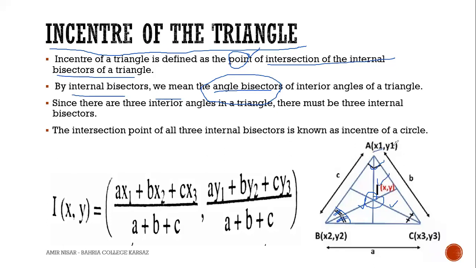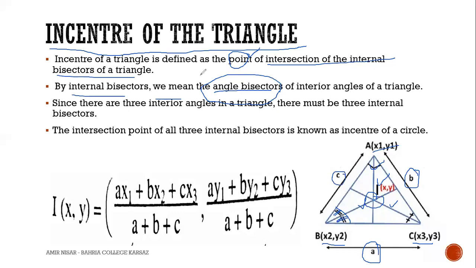And we have taken x1, y1 from A. We are considering x2, y2 from B, and x3, y3 from C. There is one more thing, the length of the side. The length of the side BC is denoted by small a. The length of the side AC is denoted by small b, whereas the length of the side AB is denoted by small c.